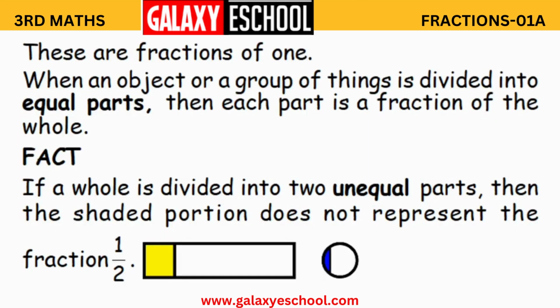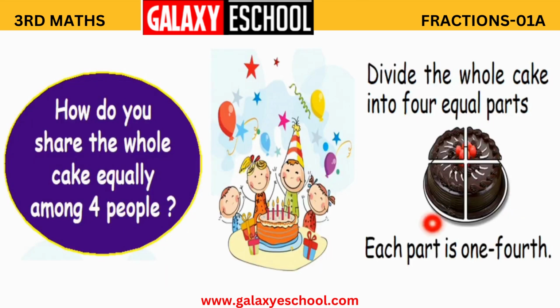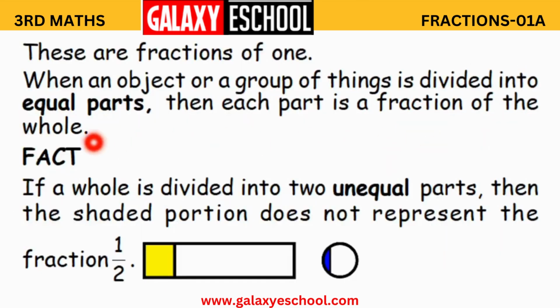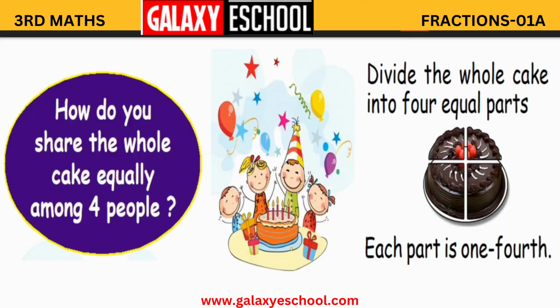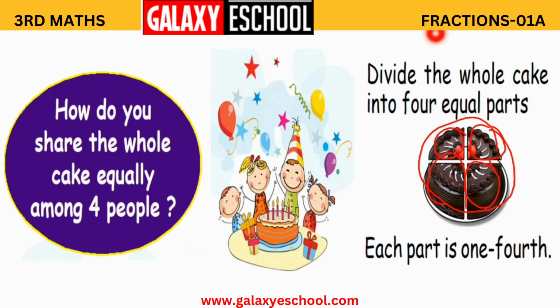Wait a minute children. Yes. When an object or a group of things, what is the object here? Cake. The object is divided into equal parts. Yes or no? We divided it equally. Then each part is a fraction of the whole. Now this is called the whole cake. Yes. And each part, that is the divided part, is called our fraction. What is it called?